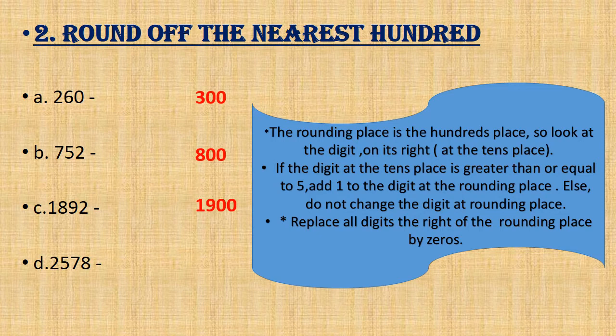Part D, 2578. Here hundreds place is having 5 and its right is having 7, which is greater than 5. So we can increase the digit in hundreds place by 1. So now we are having 2600. Clear?